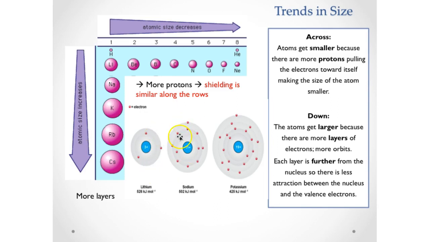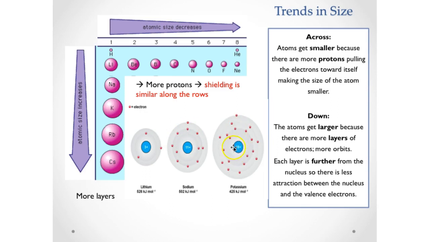So I want to explain what electron shielding is. So here is a positive charge. The nucleus is attracted to these 3 electrons. But then here in sodium we have even more electrons and more orbits. And the attraction between the nucleus and the outer electrons here is actually less. And that's why the atom gets larger, because there's less attraction.